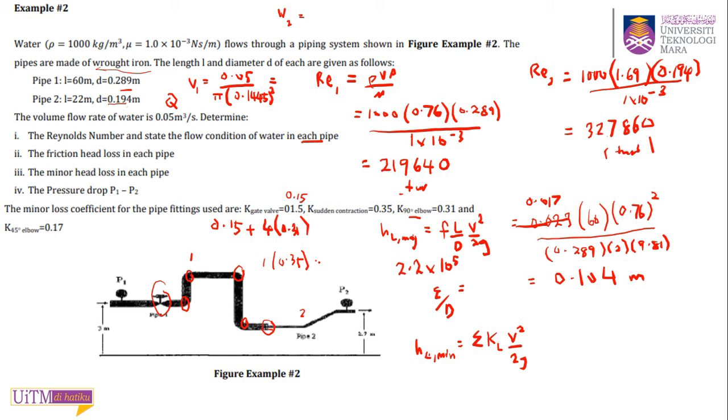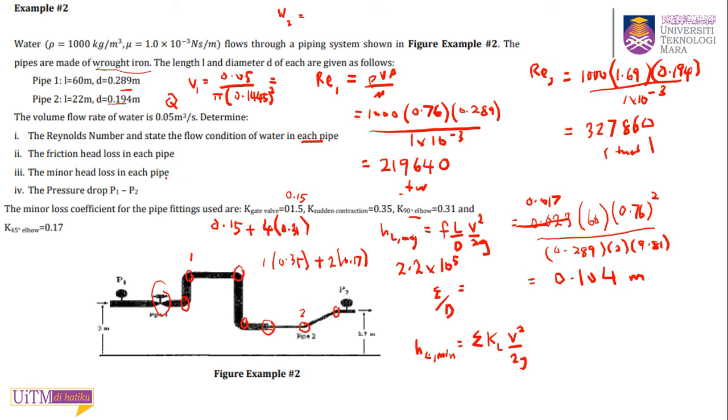plus you have the 45 degree elbow. There are 2 of the 45 degree elbows, so 2 times 0.17. Then you sum these two loss coefficients, times the velocity for pipe 2 squared over 2g, and you will get your minor head loss for pipe 2.